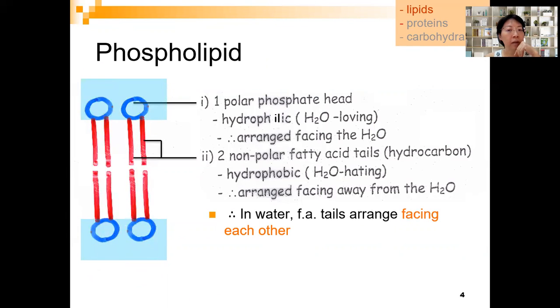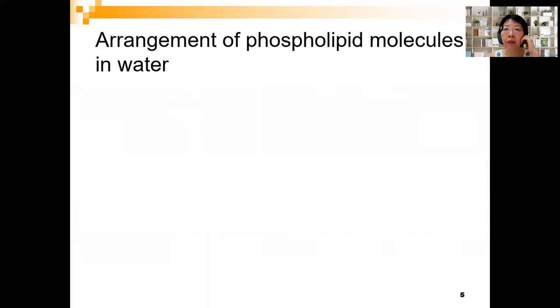So when you throw these molecules into the water, this is how they will arrange. You can see that, not? In water, fatty acid tails arrange facing each other. They don't want to face the water. So this is one of the ways that they will arrange themselves when you throw them into the water. But there are other ways that they will also be arranging themselves in water. So let us look at that, okay?